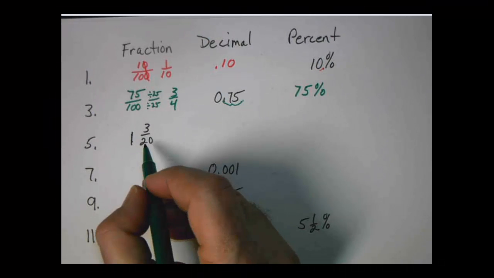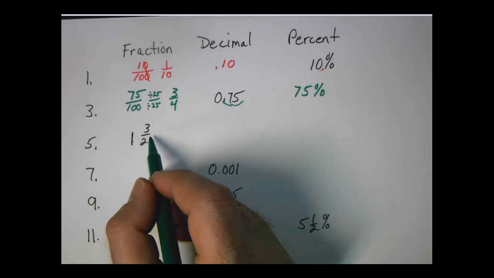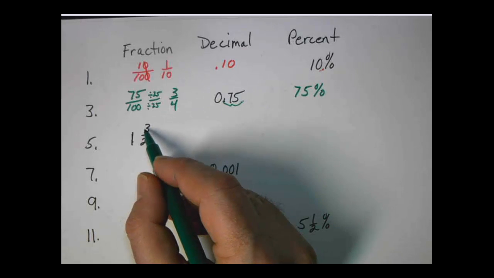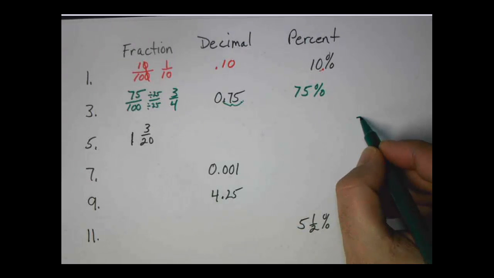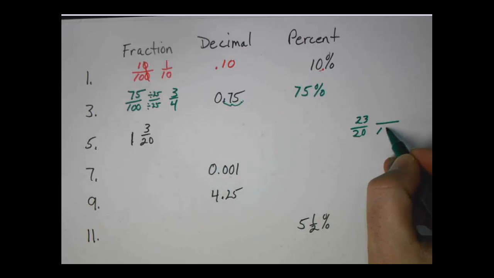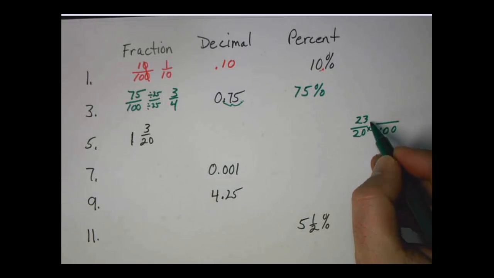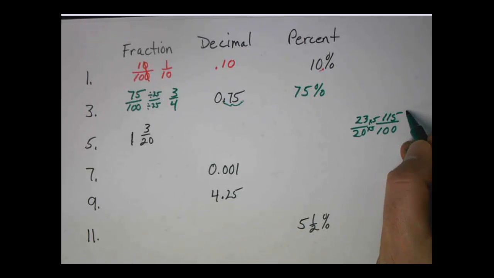Okay. A couple of ways to do this is we can make this an improper fraction. So 1 times 20 is 20 plus 3 gives us 23 over 20, and we need to convert that to 100. So we would multiply that by 5, do it to the bottom, do it to the top, gives us 115%.